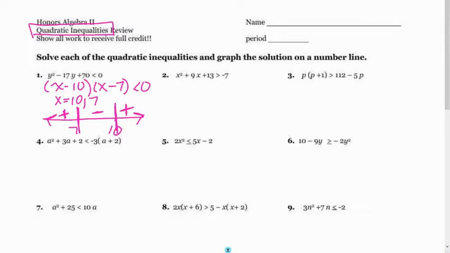And then I need to look at my sign. It's asking me for where it is negative. And that's in here for me. That's where it's negative. And then, running out of room, my answer should be that x is greater than 7 and less than 10.